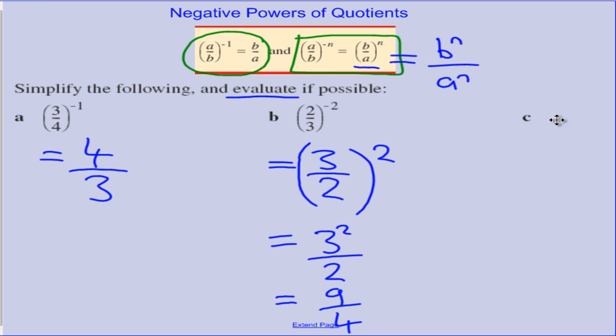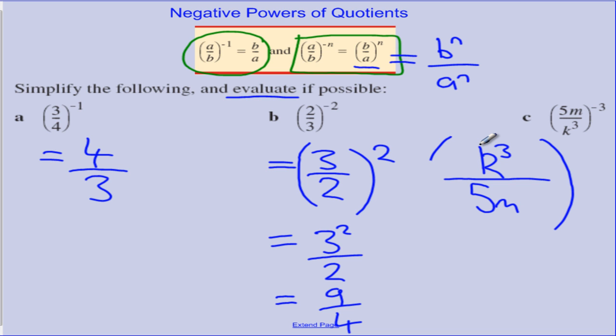In our last example, it's getting a little complicated. We have a 5m divided by k cubed, all to the power of -3. Okay, we have a -3 on the outside, so we are allowed to flip our fraction in the brackets to get rid of that negative. We're going to end up with k cubed divided by 5m, all to the power of 3. So that's just the first step.